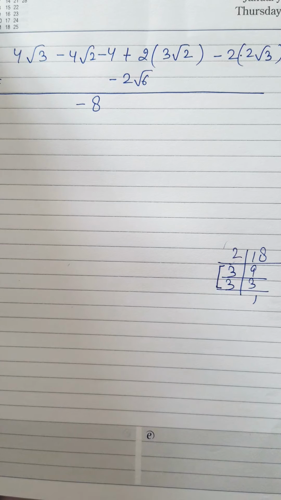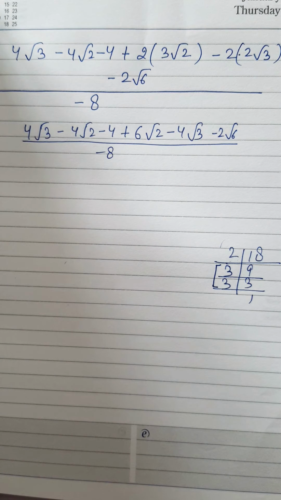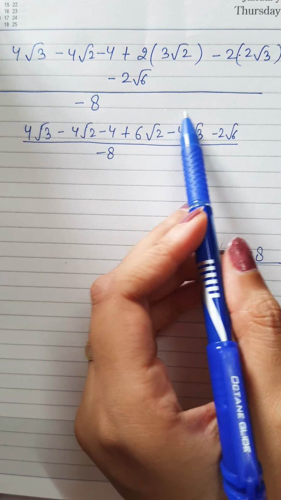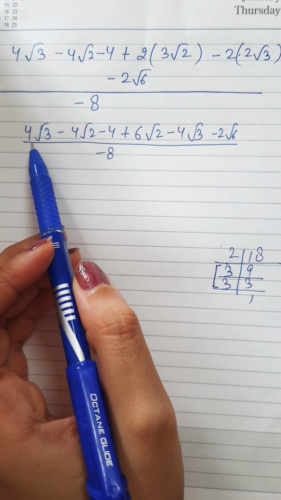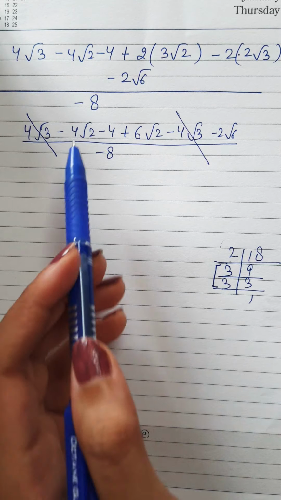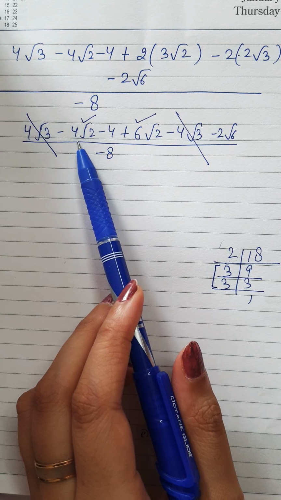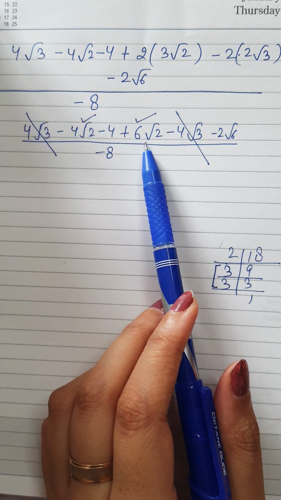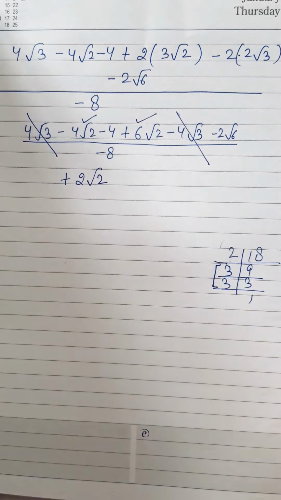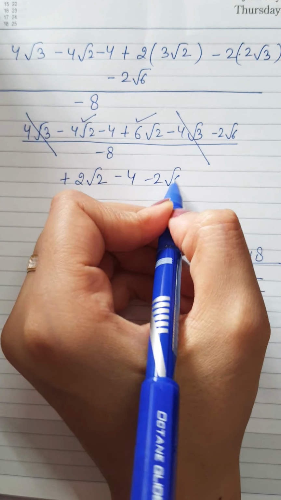Now I need to multiply this and this. So the next step will be this, just 6 and 4. Now since 4 root 3 with minus and 4 root 3 with plus cancel. Then any other like term? Yes, these are the like terms. Minus 4 root 2 plus 6 root 2. So plus 2 root 2. Then minus 4 as it is and minus 2 root 6.